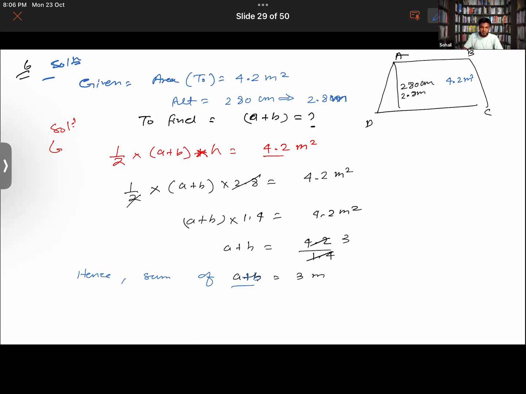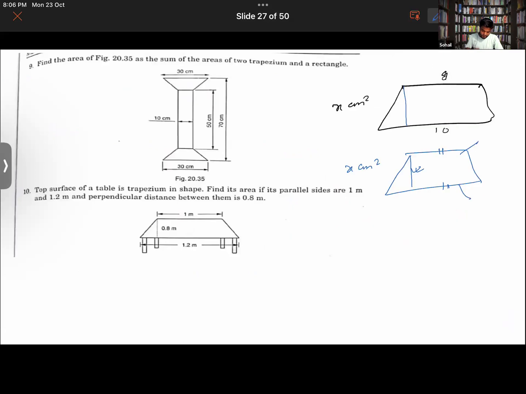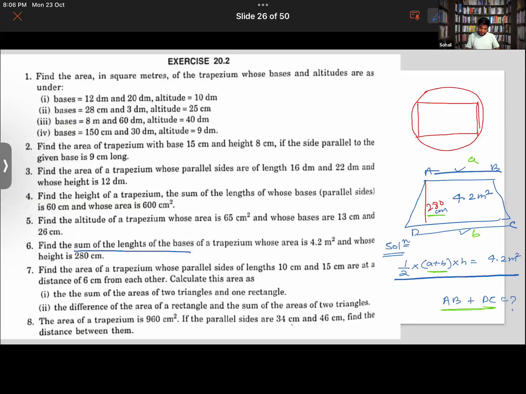Question number 7 here. Find the area of a trapezium whose parallel sides of length 10 centimeter and 15 centimeter are at a distance of 6 centimeter from each other. Calculate this area as the sum of the areas of two triangles and one rectangle. The difference in the area of rectangle and the sum of the areas of two triangles.